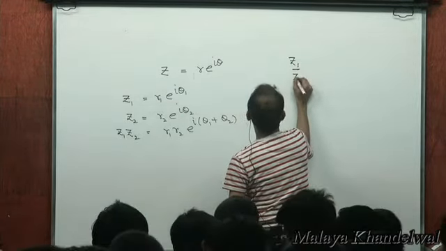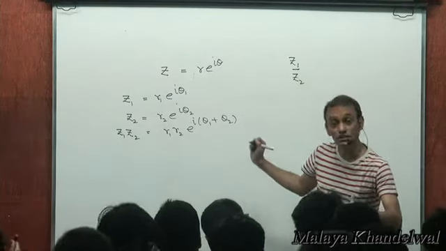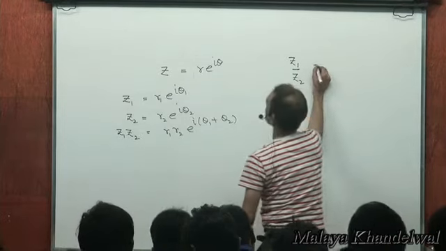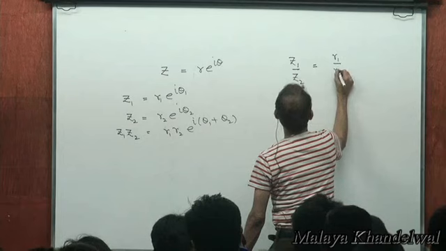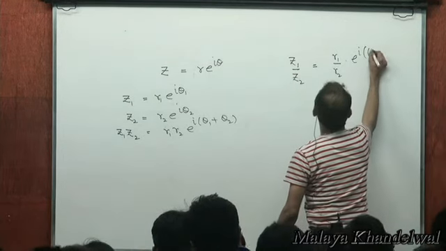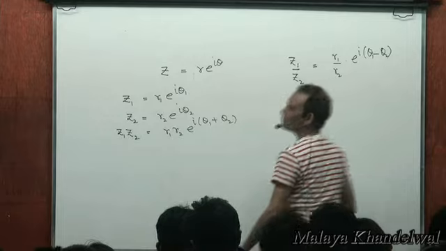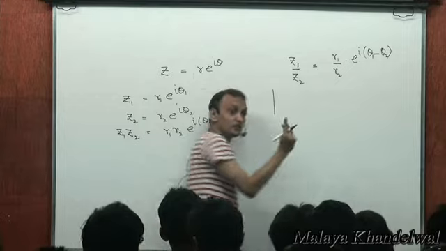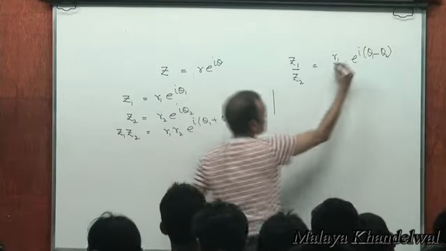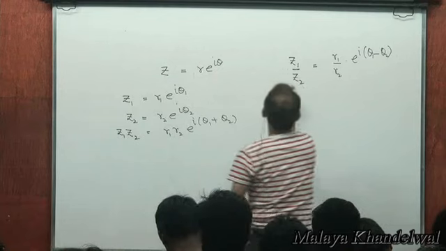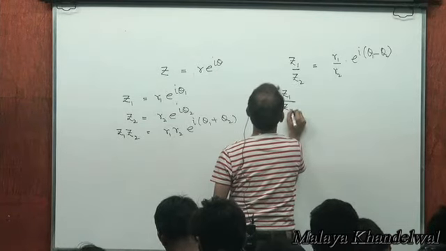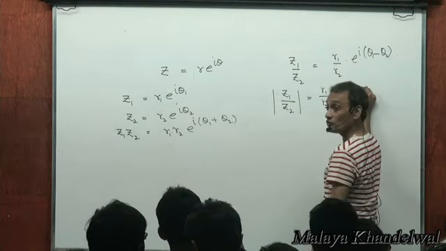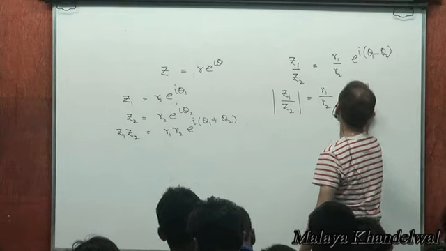Similarly, z1 by z2, the ratio of two complex numbers, is yet another complex number. This is r1 by r2 e power i theta 1 minus theta 2. Now, z1 by z2 is a complex number whose modulus is going to be r1 by r2. So the modulus of z1 by z2 is r1 by r2. But what is r1? Mod z1. What is r2? Mod z2.